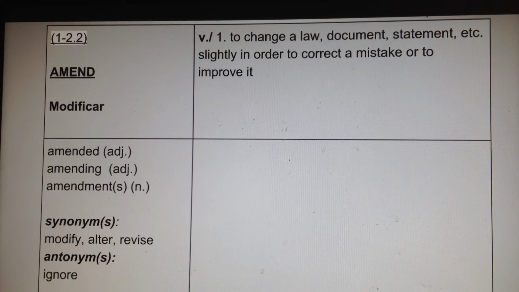And you most often hear this, or a lot of you got introduced to this idea, when you were studying in your social studies about the 10 Amendments, when the Bill of Rights was added to our Constitution. So changing our Constitution by adding some rights for the citizens in order to improve it.